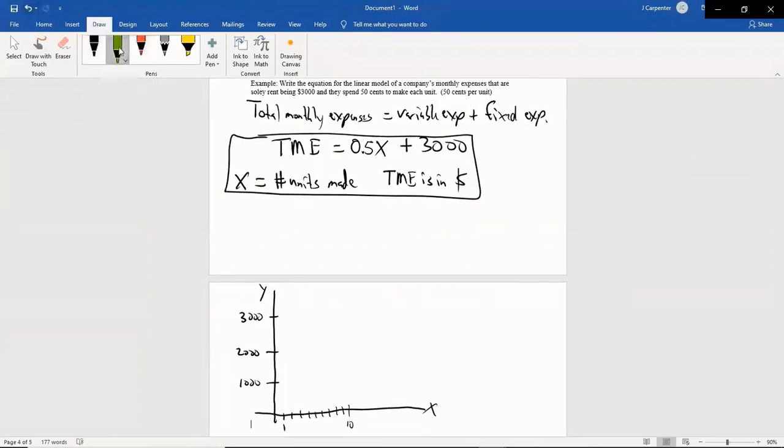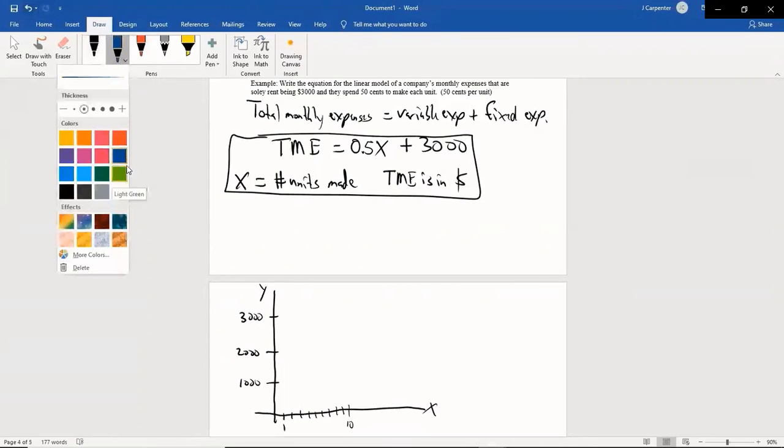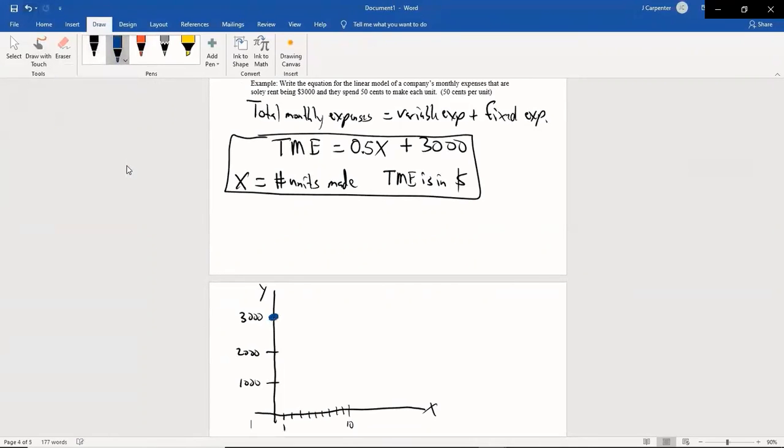So we have our first point, which is here. That was the initial or fixed amount, our y-intercept. That's our rent, and we're not making any units. And then I'm barely going to be able to show you this because of the scaling. That's the reason I'm doing this. I'm going to do it once and I'm going to do it again. Our slope is 0.5, which as a fraction is a half, which says you go right 2 and up 1.